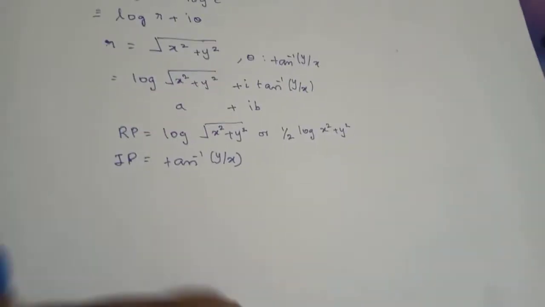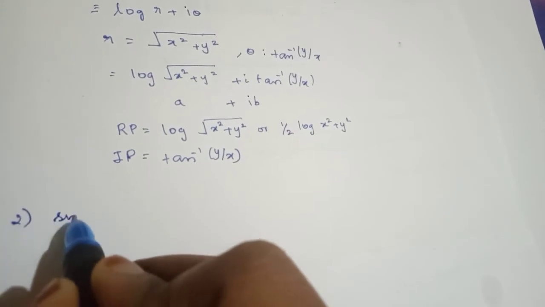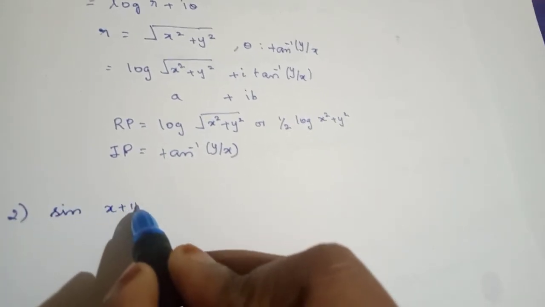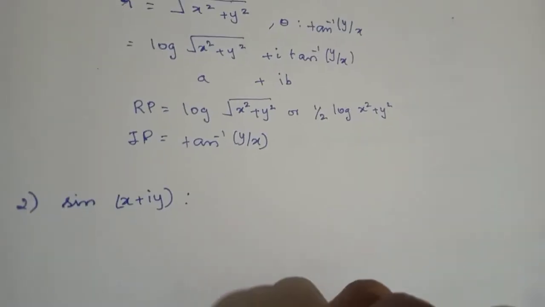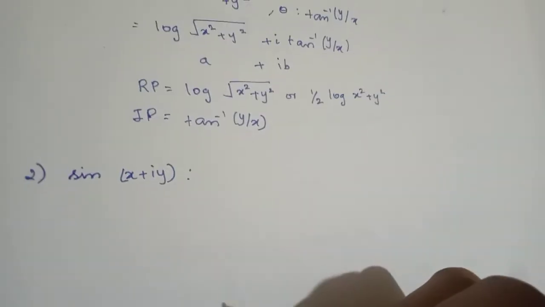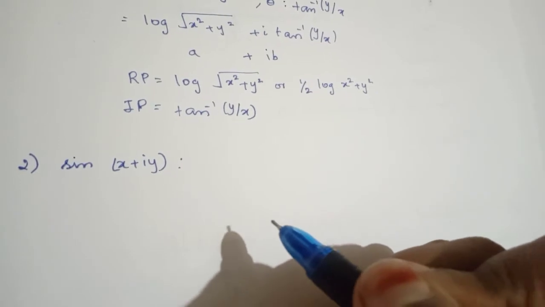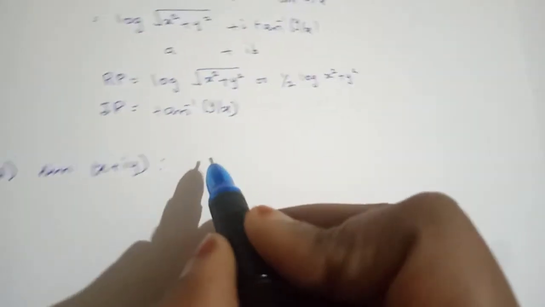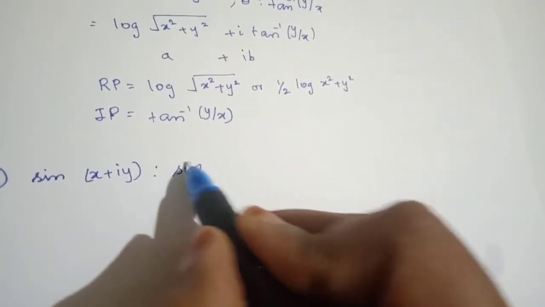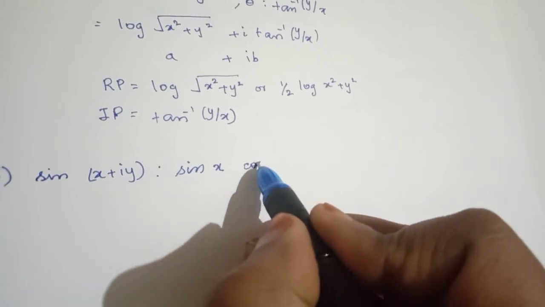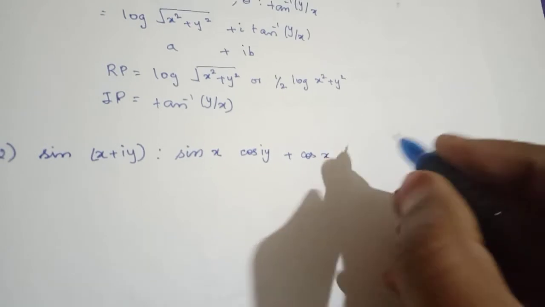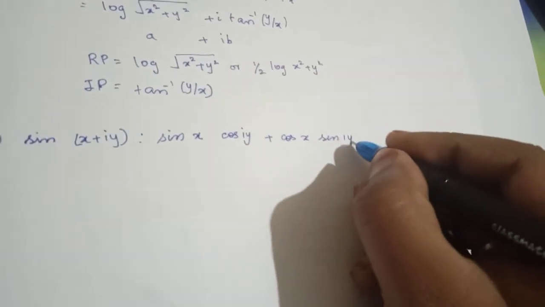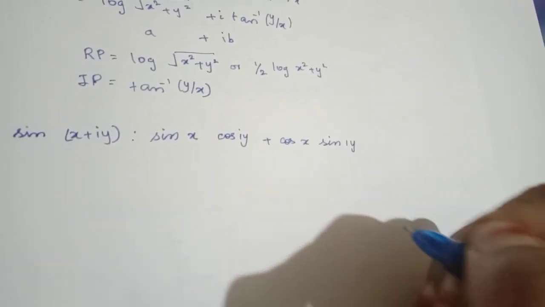The next problem we'll be dealing with is sin of x plus iy. How will you solve this? So we are going to use the sin a plus b formula, which is nothing but sin x cos iy plus cos x sin iy. So this is the formula.